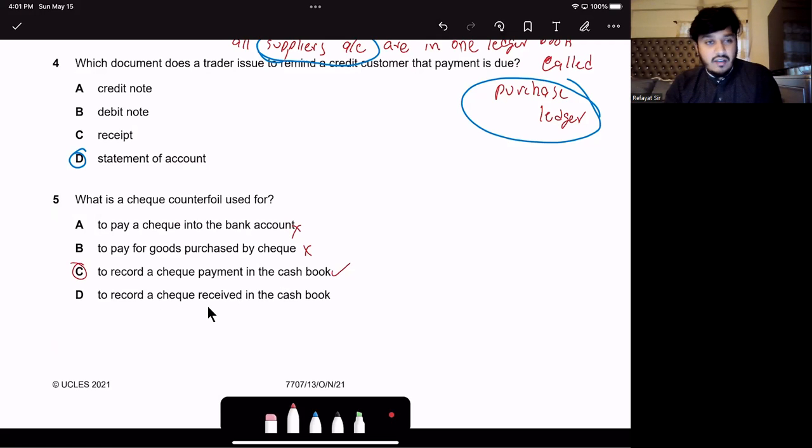To record a check received in the cash book, no. When we receive a check from someone, that check page is basically our source document. But when we pay a check to someone from our checkbook, the check page is torn off and given to the person, and the check counterfoil is used to write down the details. So C is the answer.